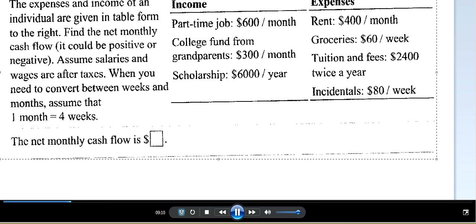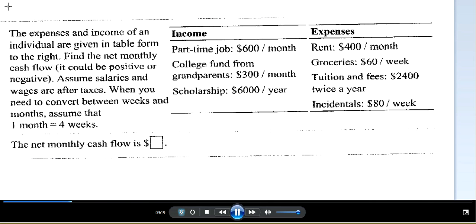Okay, number 4, that's what this is here. Number 4, if I can get that in there a minute. Number 4.